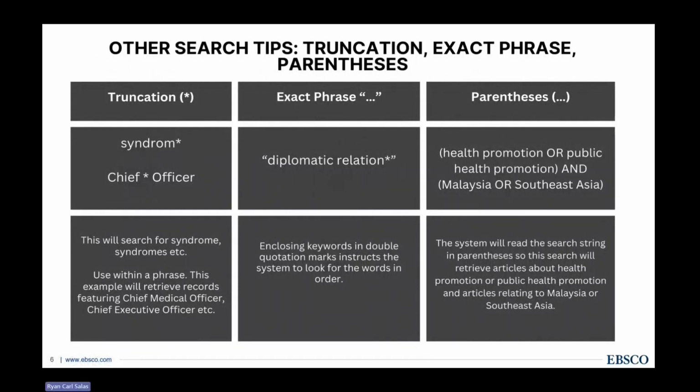All right, so aside from the Boolean operators, you can also use other tips and tricks. And you have here truncation, exact phrase, and parenthesis. The truncation here can be used to search within the variations of a term. To use this, you just have to type in the keywords or the root term. In this case, I'm searching for syndrome and I'm looking for variations within syndrome. So I can type in letters S, Y, N, D, R, O, M, and then use the asterisk wildcard to replace the last letter. If I do this, the system is going to retrieve articles containing syndromes, syndrome, and so on.